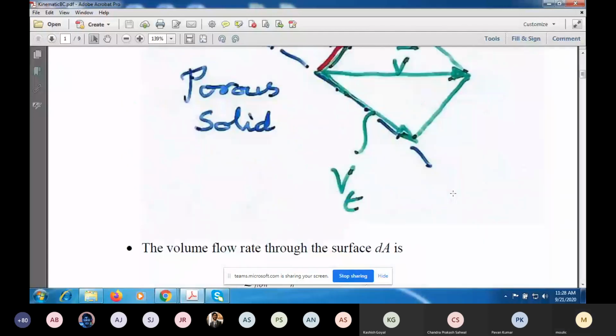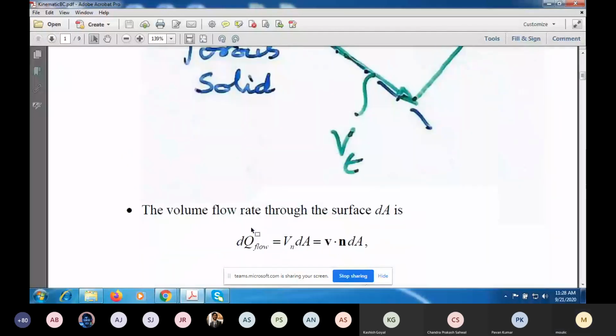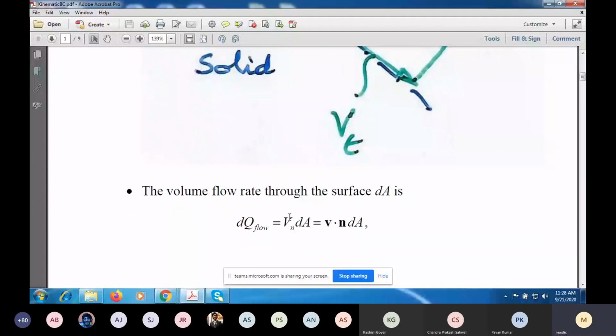Now what will be the rate at which fluid crosses this surface dA in, say, meter cube per second? I've used the symbol Q with a subscript flow for volume flow rate. The reason being that sometimes in this particular course you may use Q for heat and Q dot for rate of heat flow. So this subscript flow means fluid flow, and if you don't have a subscript, it means just heat. So dQ flow is the normal component of the velocity, which I may call Vn, multiplied by dA.